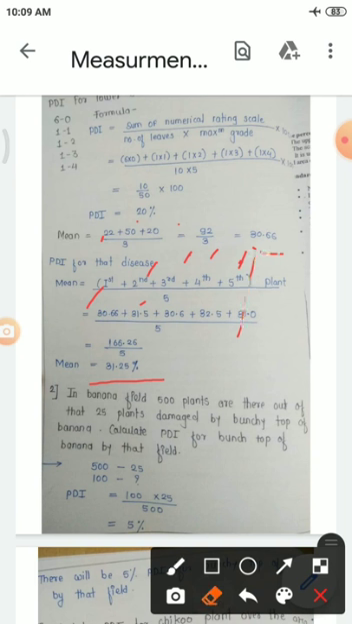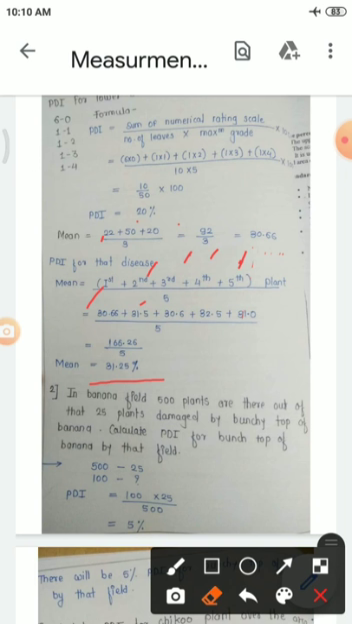Next we discuss the second example, that is, in a banana field 500 plants are there. Out of that, 25 plants are damaged by bunchy top of banana. As we know, bunchy top of banana is a disease that occurs on banana and is caused by a virus. Then calculate the PDI for bunchy top of banana in that field. That means how much damage has occurred due to the attack of the disease. So first of all, you should write down the given data. Very simple here.